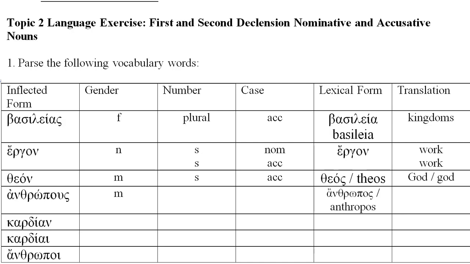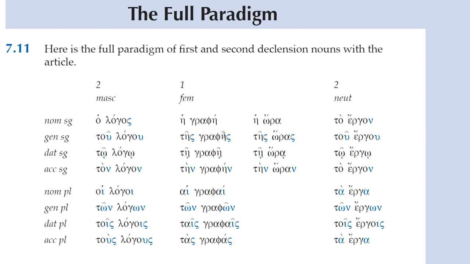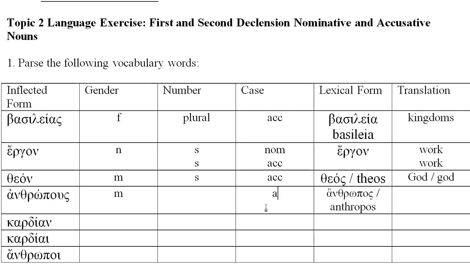So we need to look at this ending. We have this ous ending, O-U-S, or omicron, upsilon, sigma ending. So we can come back over to our chart on page 47, looking for the masculine column and the omicron, upsilon, sigma ending. The only place we see that in the masculine column is down here at accusative plural. So we know we have a case, accusative, the number is plural.